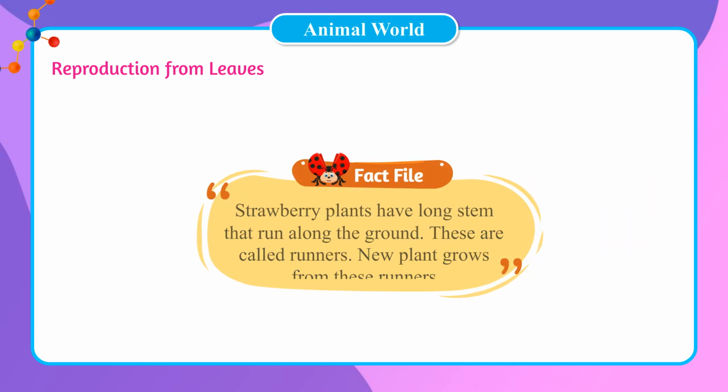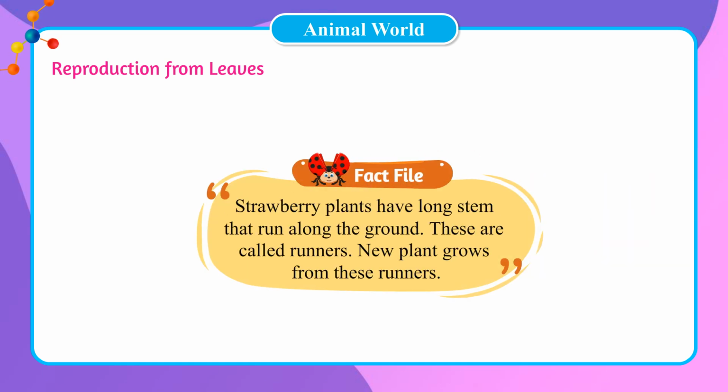Fact 5. Strawberry plants have long stems that run along the ground. These are called runners. New plant grows from these runners.